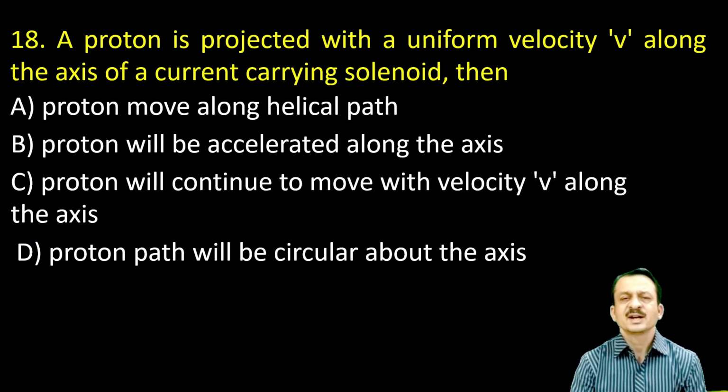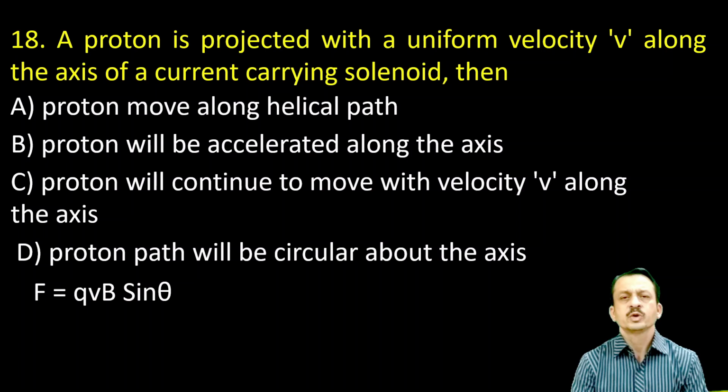Proton will be accelerated? No, it is wrong because there is no electric field. If there is an electric field, then only it gets accelerated. But here we have only a magnetic field. Proton path will be circular: D is also wrong because magnetic field and velocity vector are parallel and hence it will not experience any magnetic force. So option C is the right answer. Proton will continue to move with velocity v along the axis.